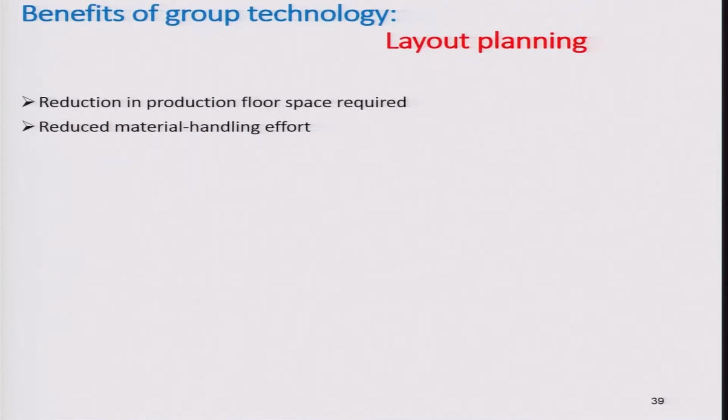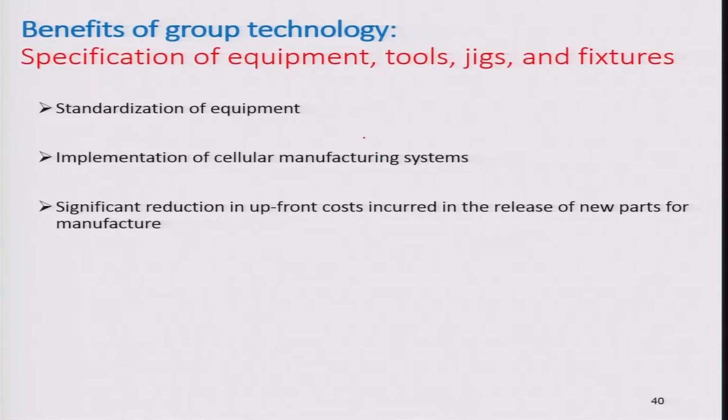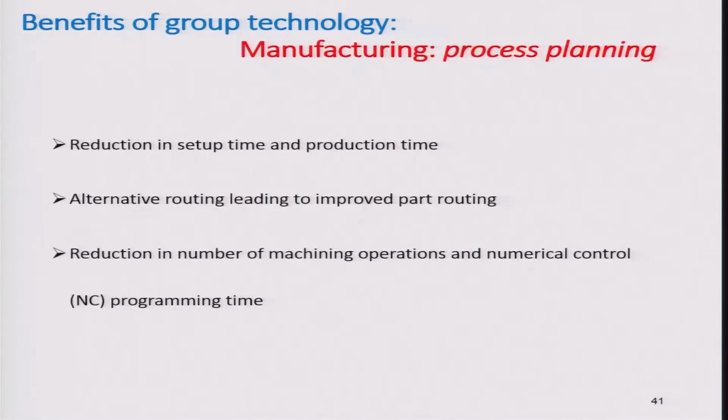Another is layout planning. You can plan your workshop in such a way that lead time is reduced and productivity is higher, and material handling effort is reduced, because it requires space as well as manpower and time. Then specification of equipment, tools, jigs and fixtures: standardization of equipment, implementation of a cellular manufacturing system, and a significant reduction in upfront cost incurred in the release of new parts for manufacturing.